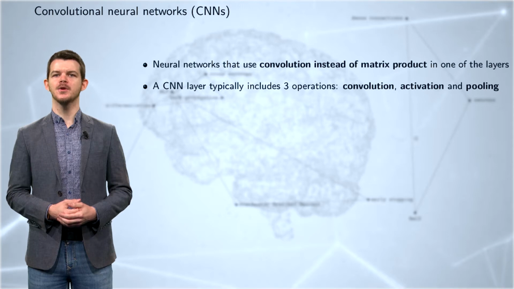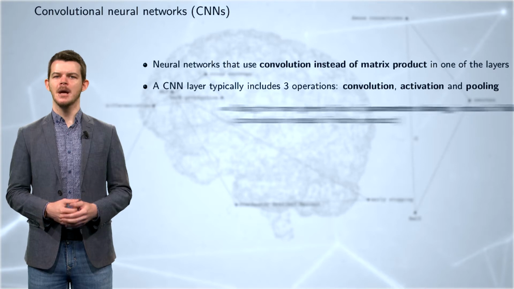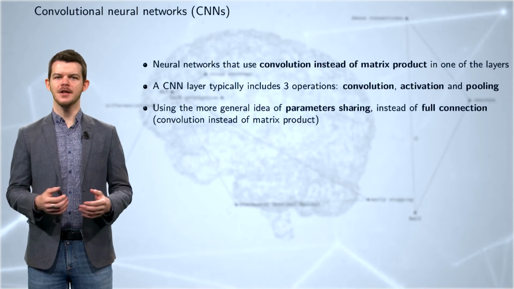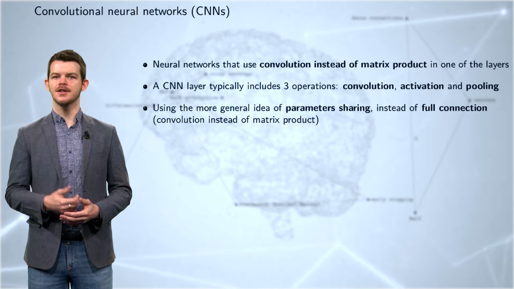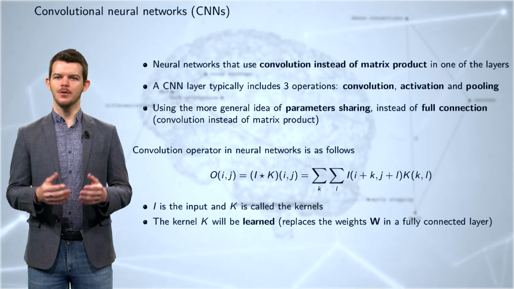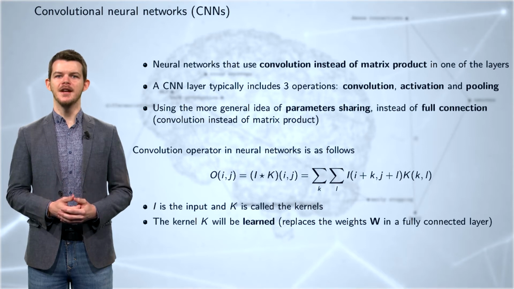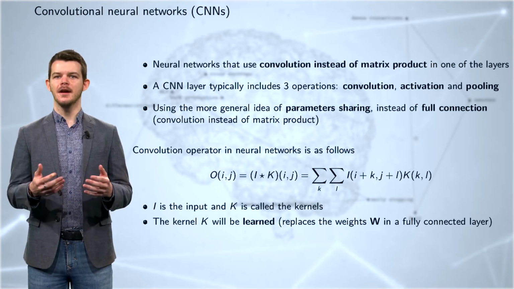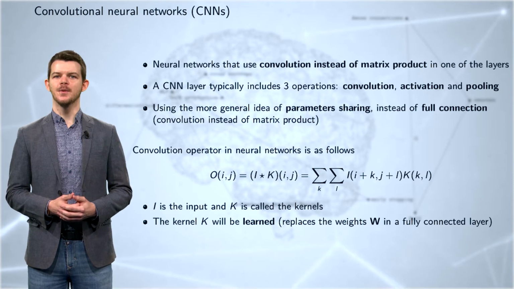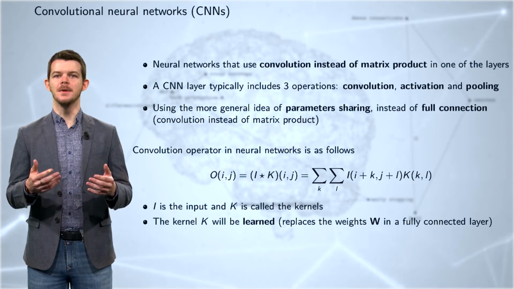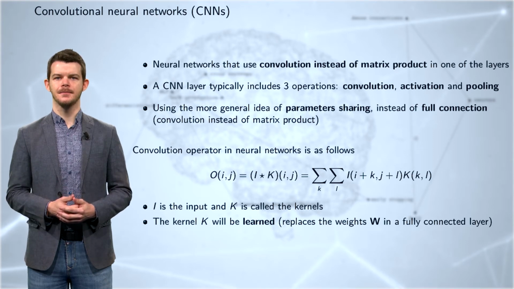Convolution is related to the more general idea of parameter sharing that we've seen in the first session. Parameter sharing is a type of regularization and replaces the full dense connections that are used in classical neural networks. The convolutional operator between an image I and a kernel K is defined as follows. Each component of the resulting convolution is a sum over the two dimensions of the image. The kernel K corresponds to some weights of the network that are going to be learned based on the dataset.